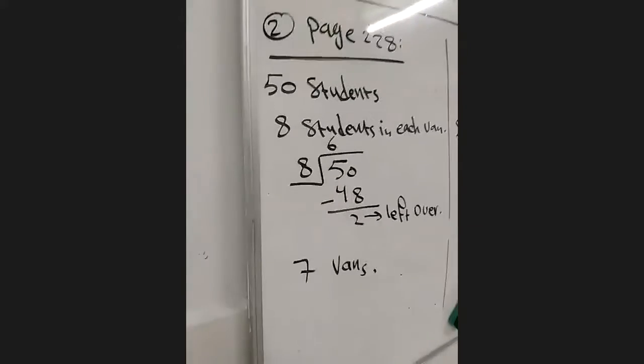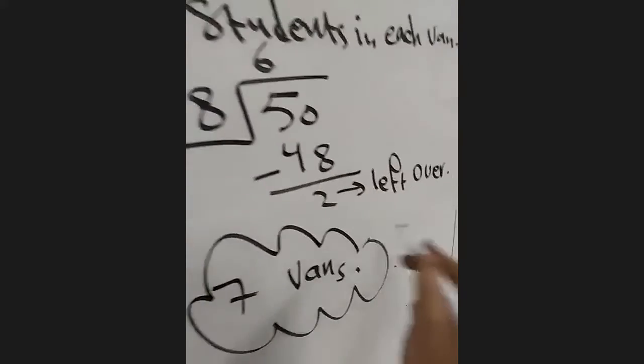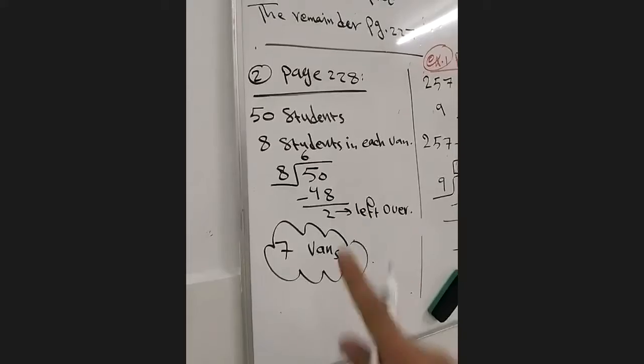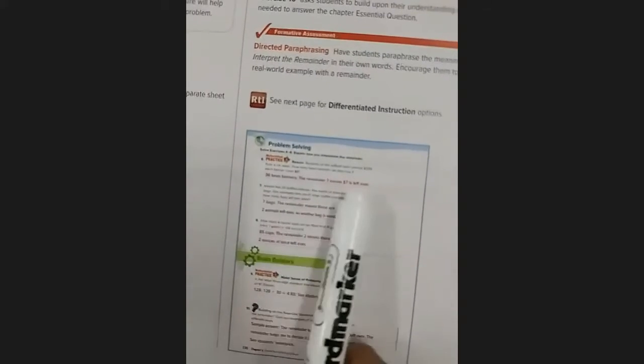So we need how many vans? 7 vans. Write this in question 2. You have decided here, you have a space, you can make the division, and here you write the answer.